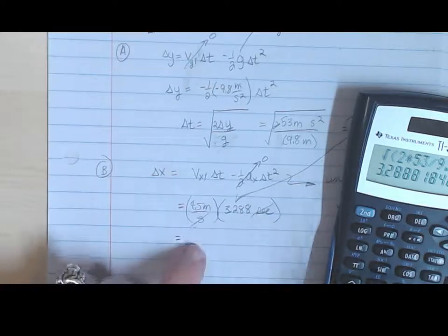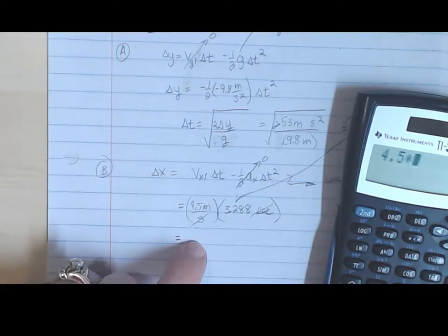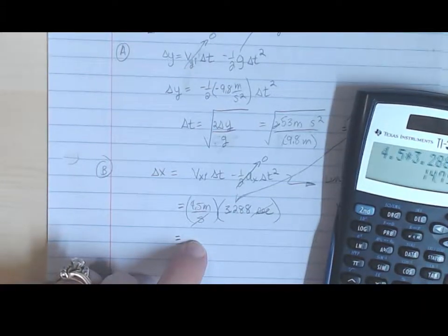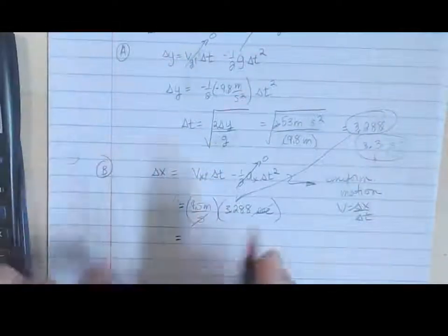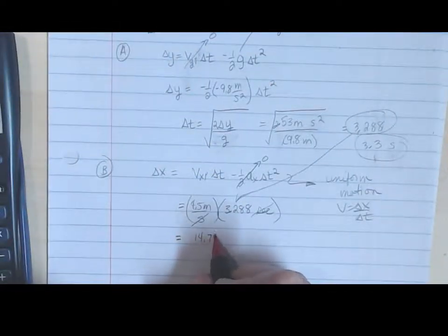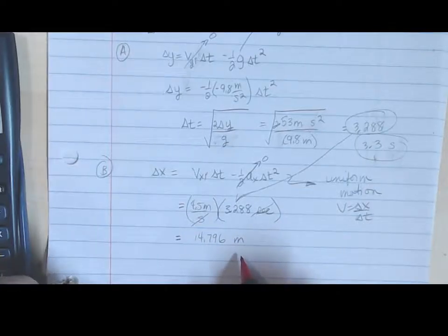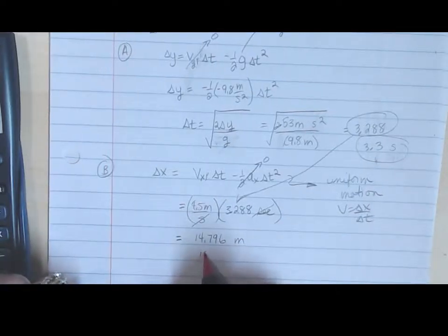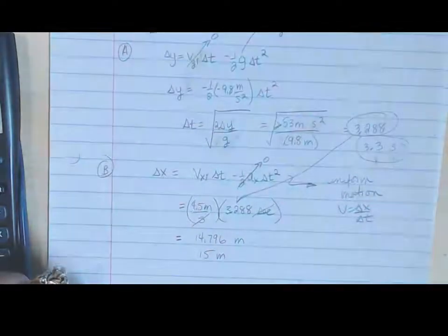Seconds cancel seconds, so I have 4.5 times 3.288, 14.796 meters. Now again, I want to carry about 2 significant digits, so I'm just going to round this to 15 meters. Let's check and see if my answer is correct. 15 meters. Yay, I got it correct.